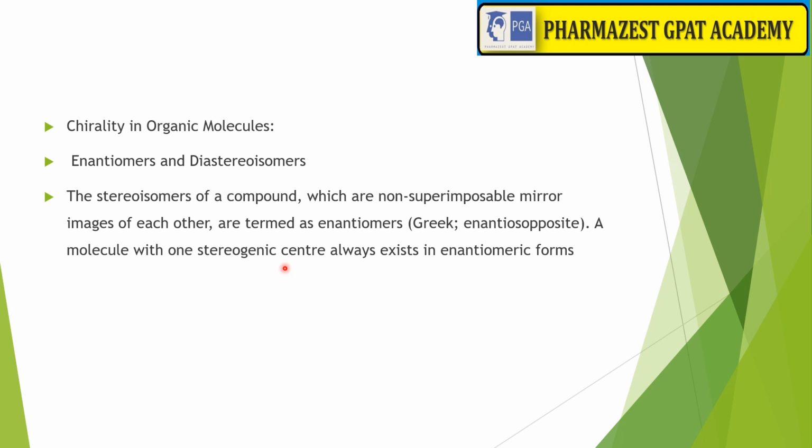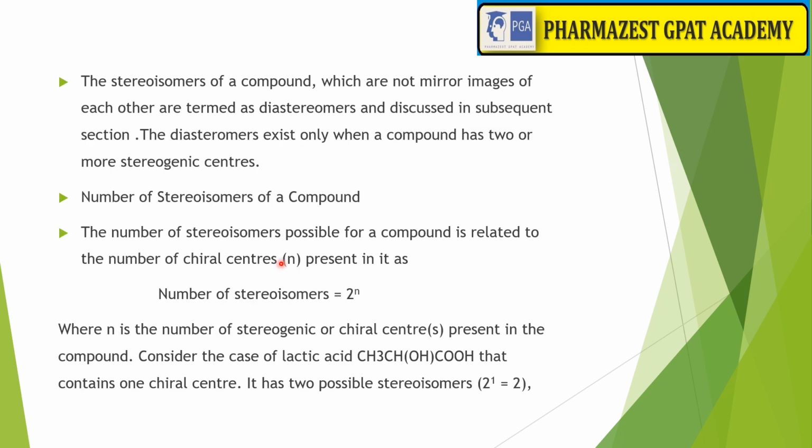Enantiomers are non-superimposable mirror images, whereas the stereoisomers of a compound which are not mirror images of each other are termed diastereomers. Diastereomers exist only when a compound has 2 or more stereogenic centers. The difference between them is that non-superimposable mirror images are enantiomers, whereas diastereomers are not mirror images.